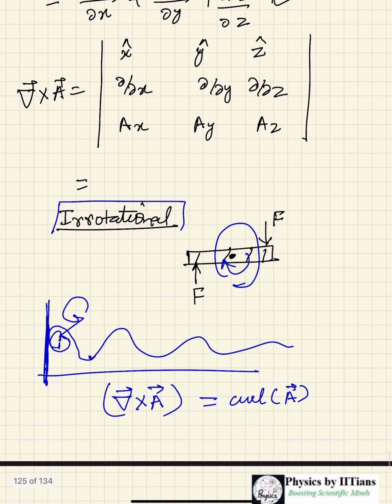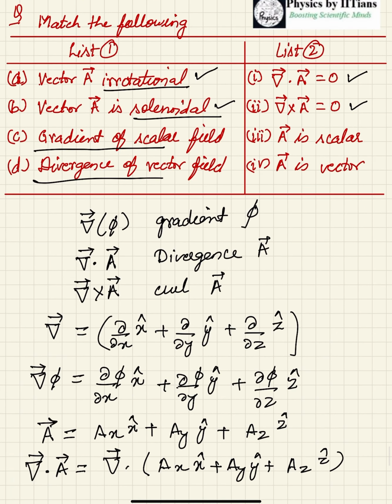Using this property, we check which option we can match in this particular list. So list 1 is asking that vector A is irrotational, and you can say that if it is irrotational, then the curl of the vector should be 0. So you can say option A will match to option II.